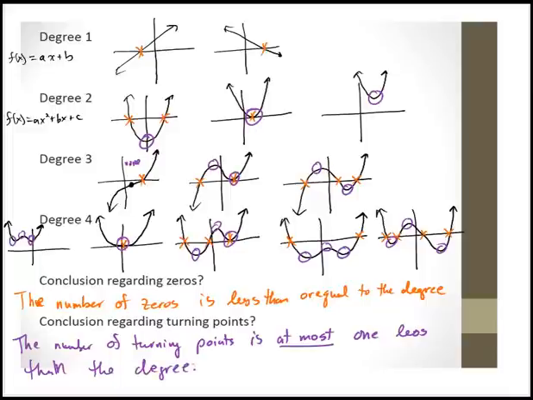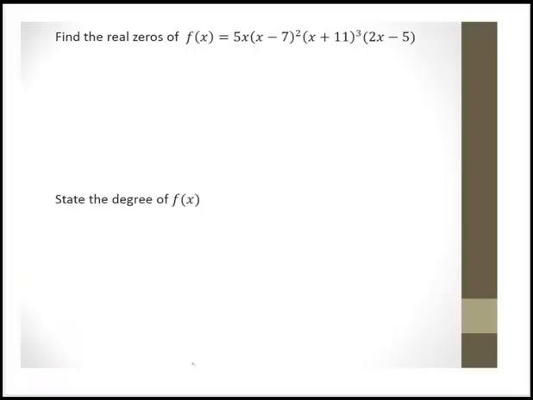So a degree 4 polynomial can have at most 3 turning points and at most 4 zeros. So here we have this nasty looking function. We're asked to find the zeros of the function and to state the degree. Now let's look at this function.